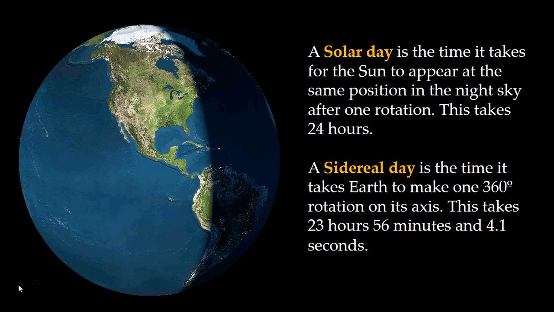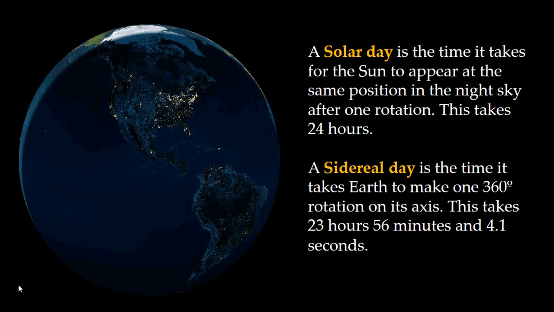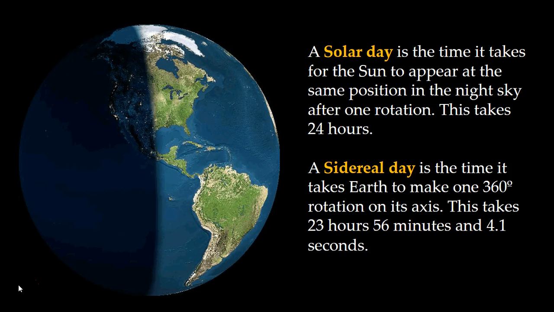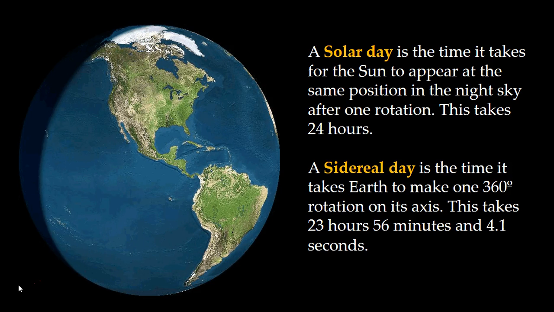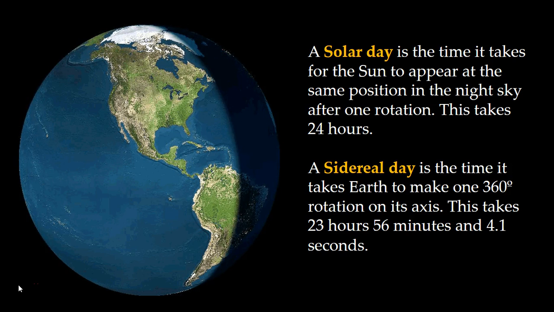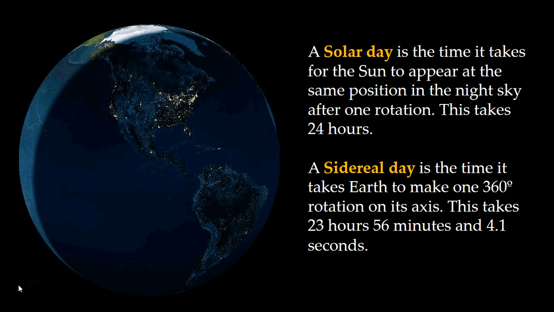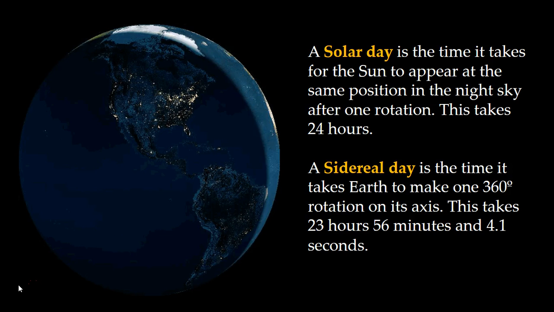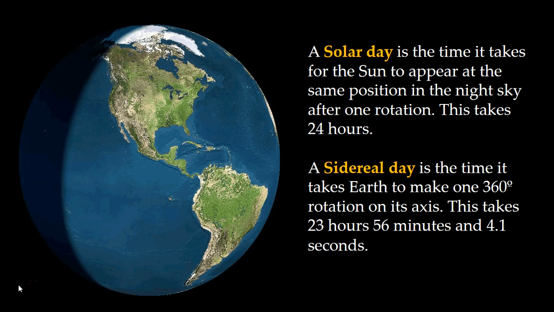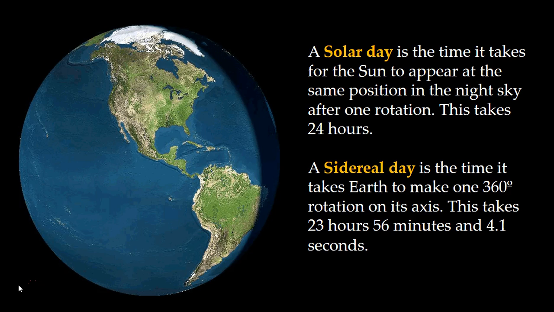But when you talk about a sidereal day, if you were to look outside of the Earth-Sun system and just use a reference star instead of our sun, you're going to notice that the Earth takes 23 hours and 56 minutes to make one 360-degree rotation on its axis. So in other words, we have two types of days here. We have a solar day, which is 24 hours, and a sidereal day, which is 23 hours and 56 minutes. Now the question is, why the difference?